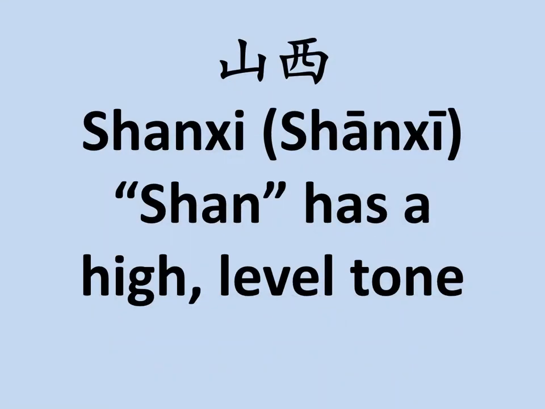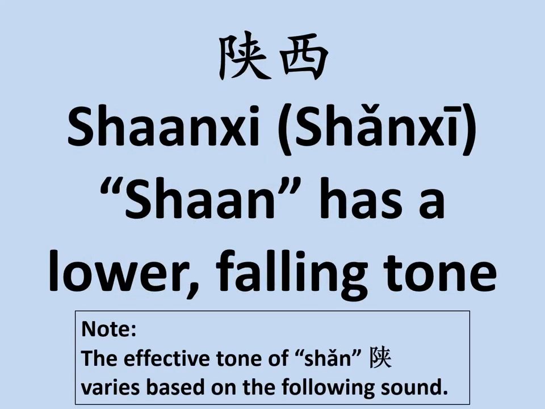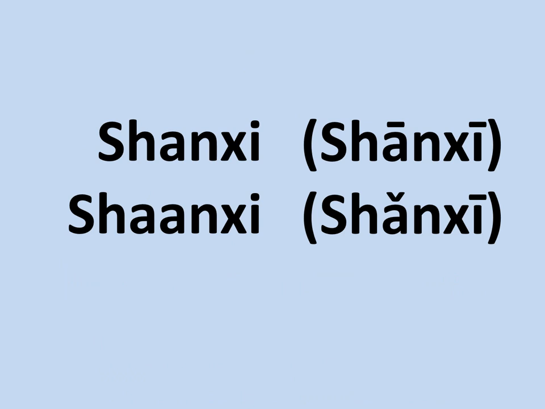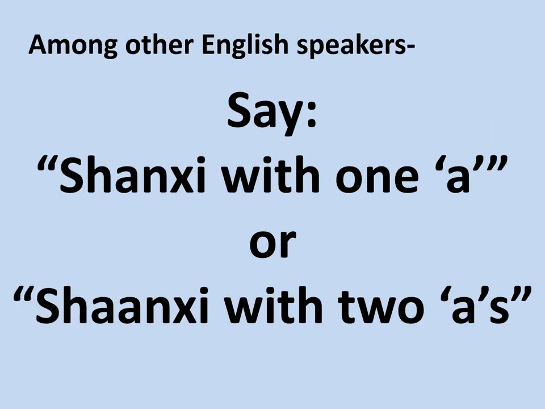Here, shan has a high-level tone. Shanxi. Here, shaan has a lower, falling tone. Shaanxi. Unless someday you choose to learn to speak Chinese, the difference in these sounds is a challenge. The majority of English speakers have difficulty hearing the difference, and it takes a lot of practice to reproduce the sounds. At least among other English speakers, you may be safer to just differentiate by saying Shanxi with one A or Shaanxi with two A's.